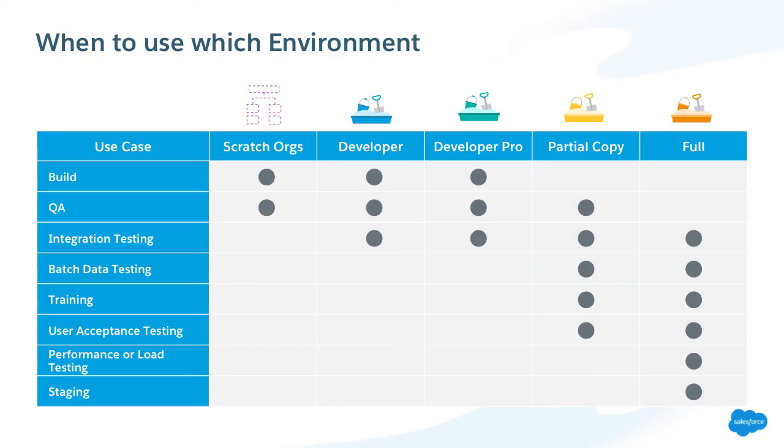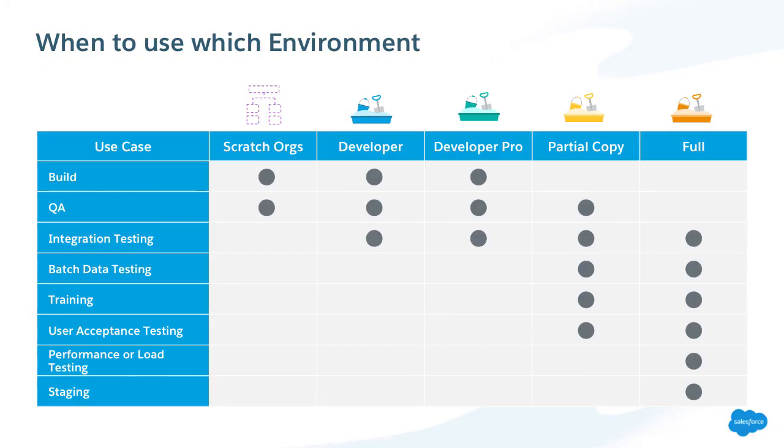So the fundamental question is, which environment to use when? Scratch orgs, Developer, and Developer Pro sandboxes are typically used in development and testing. Scratch orgs are great for building code, rapid prototyping, and testing. Developer and Developer Pro have an overlapping functionality in that they can also be used in development and testing. However, Scratch orgs are ephemeral in nature, and so any amount of load testing is not possible in a Scratch org. Sandboxes fit this use case.